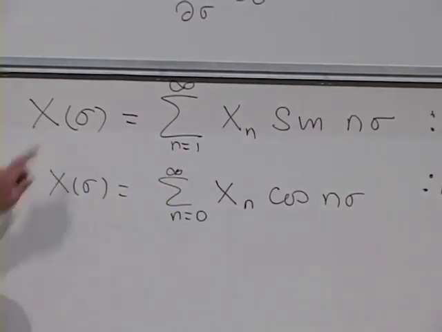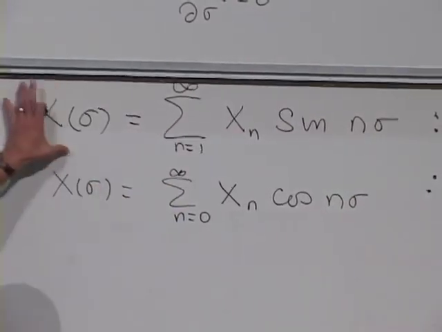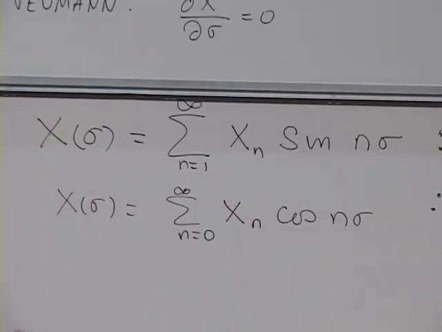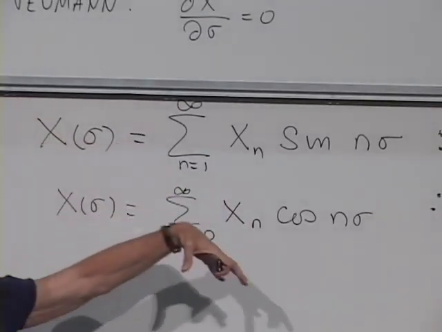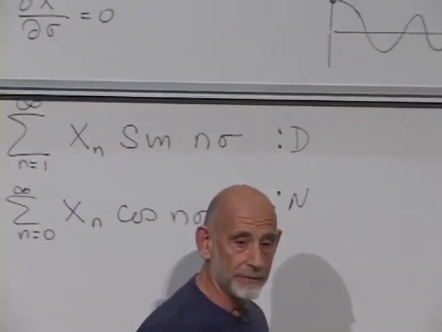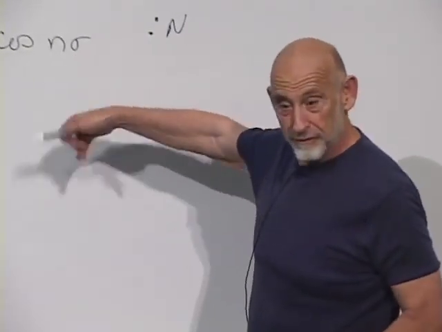What about the derivative of x? Let's take the Dirichlet case. What is the derivative of x of sigma with respect to sigma? Well, if you differentiate a sine, what do you get? You get a cosine. So if a function is Dirichlet, its derivative is Neumann, and if a function is Neumann, its derivative is Dirichlet. That's a fact.